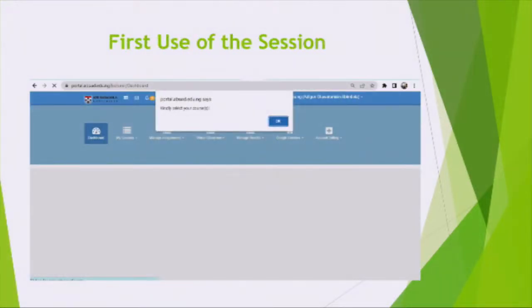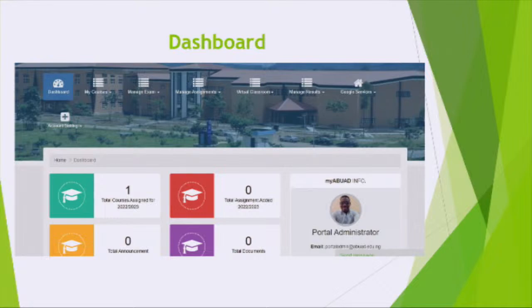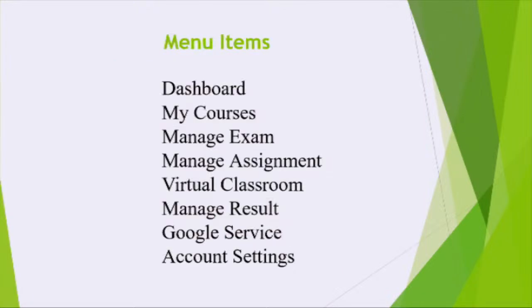It asks you to select your courses, and it's very, very simple. You click on OK, you select your courses, then you come to this screen with all these things on the menu. On the menu, we have My Courses, Manage Exam, Manage Assignment, Virtual Classroom, Manage Results, Google Services, Account Settings. So all these have their own use. We can't go into them right now because of time. Then after doing that, you have the next slide.